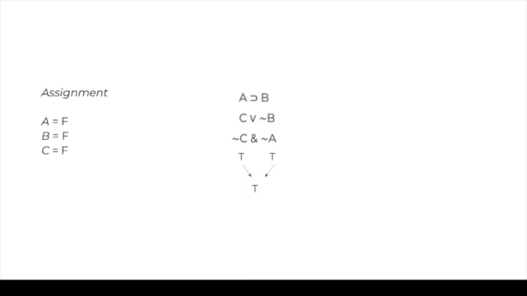Finally, not C and not A. Well, not C is true because C is false. And since A is false, not A is true. Therefore, both of the conjuncts are true. So not C and not A is also true. All of the sentences in the set are true. Okay, so this set is actually consistent.